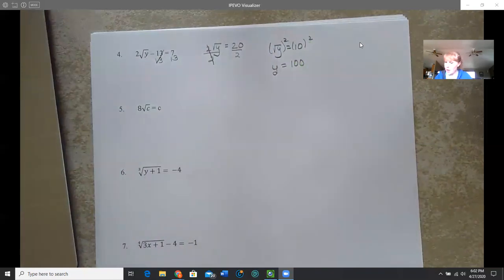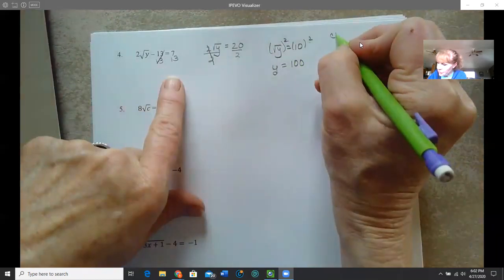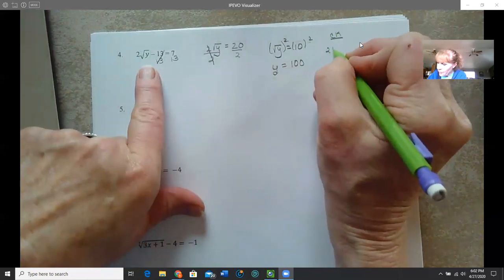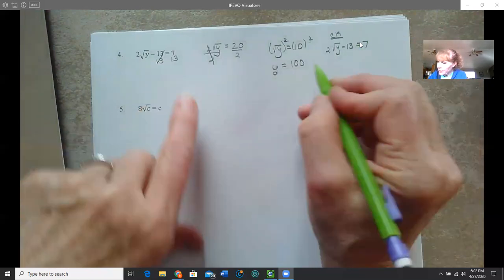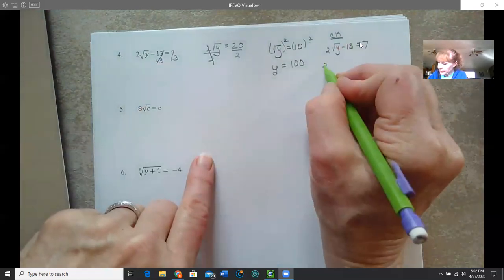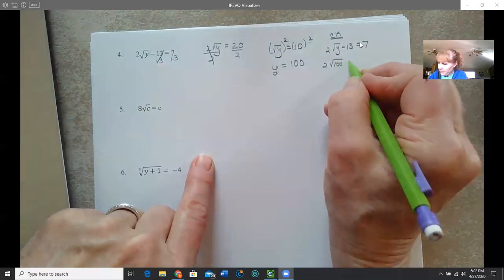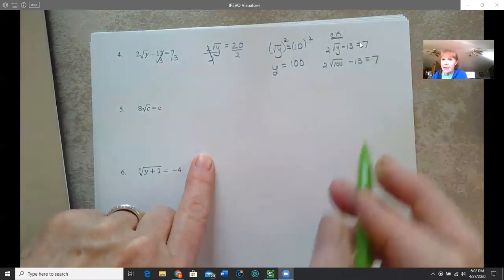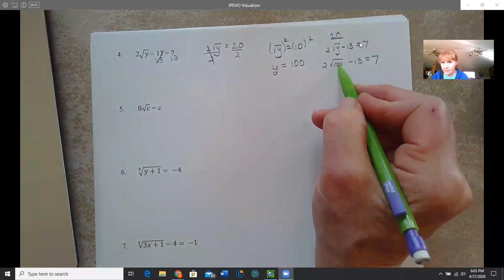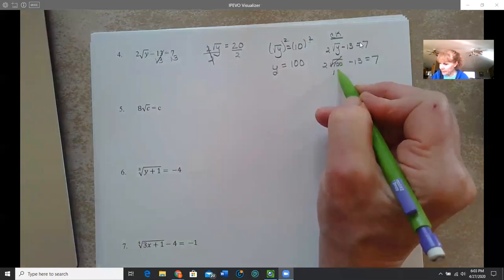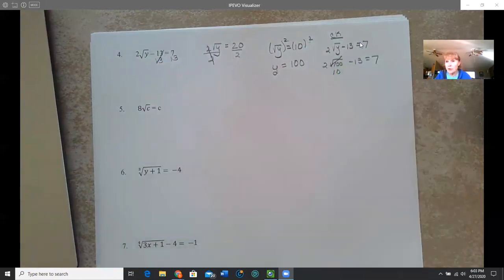Okay, we have to do our check. So let's go back to the original. We have 2 square roots of y minus 13. We need to make sure that we can put 100 in. Now, the square root of 100 is not a negative square root in there, so the square root of 100, simplifying this, is 10, because remember in PEMDAS you do the exponents, and then you multiply.